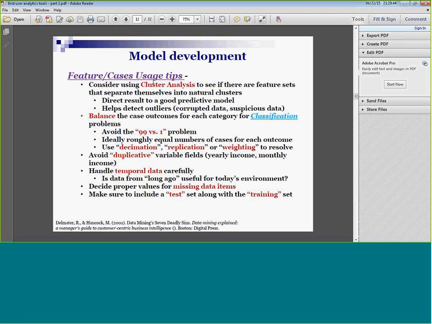So one more slide here on model development. Some suggestions, again, out of this very good book talking about the 7 sins. Consider using cluster analysis to see if there are feature sets that separate into clusters. If you say, forget the target variable, I've got a target, but I'm going to exclude it from the model and just pretend I don't have it and build a cluster model, you might get some insights into how those clusters are formed that lead you to think those are the key variables.